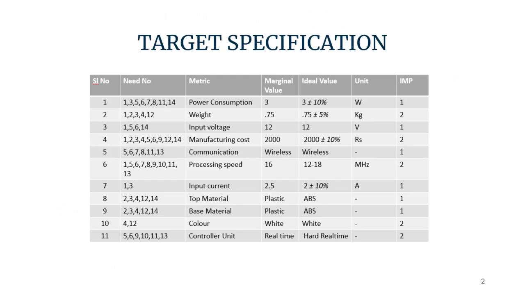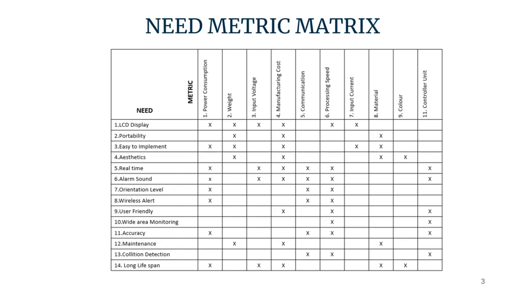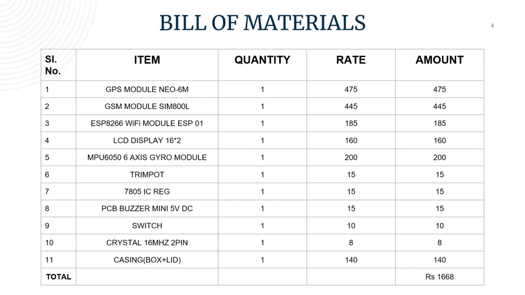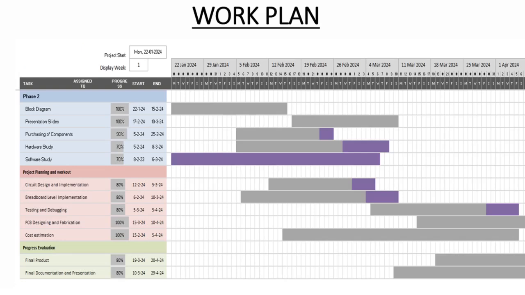Moving to the next slide, we have our target specifications. And on the next slide, we have the need metric matrices. And the next one is the bill of materials, with a total cost of 1660 rupees. This is our work plan. We started phase 2 of our project on 22 January 2024, and the final documentation and presentation were done on 1st April 2024.